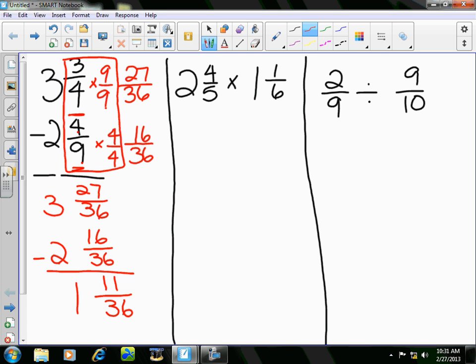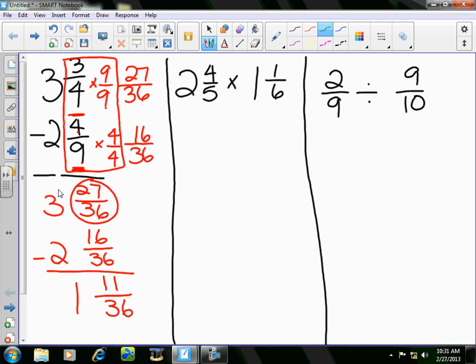Subtracting mixed numbers is trickier than adding mixed numbers. Remember, adding, you just have to make sure they have the common denominators, and then you can do your problem. For subtracting, first you have to do common denominators, then you have to check to make sure that you don't have to borrow. Okay? All right, let's move on to multiplying mixed numbers.